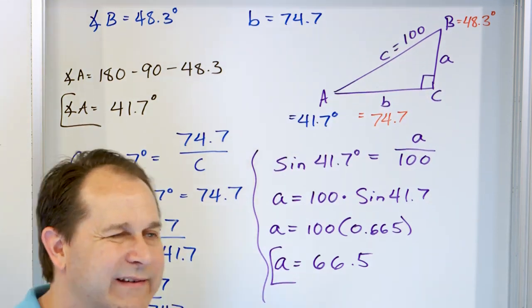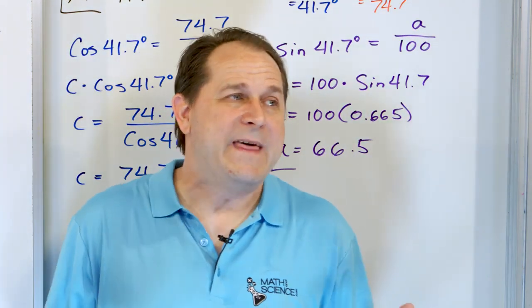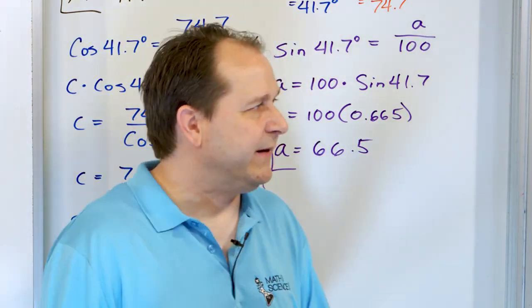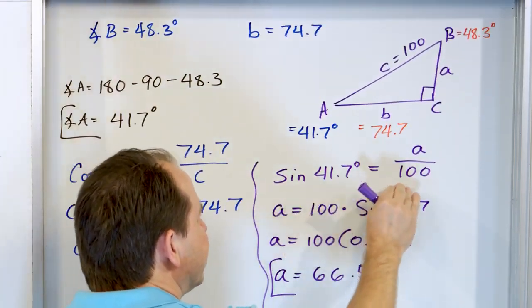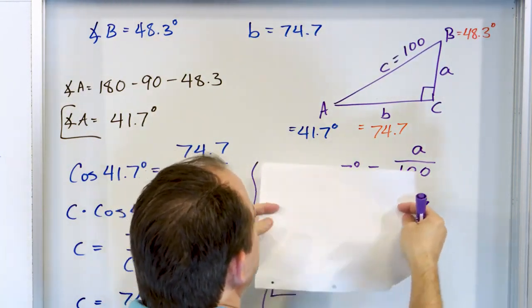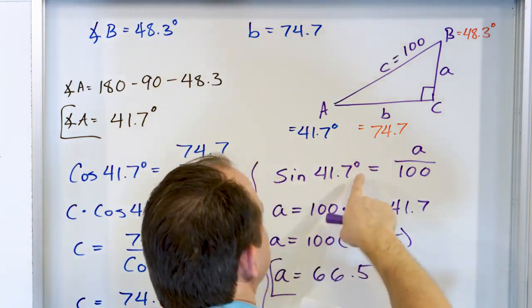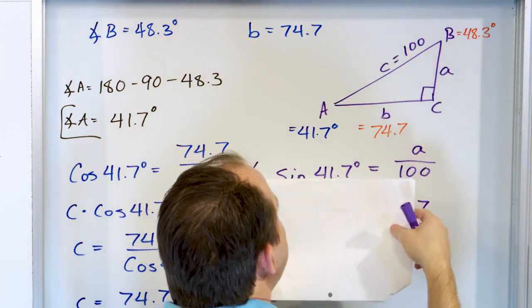Now I want to tell you, as I've been saying many times, that you can solve these multiple ways. You don't have to use the sine to solve this. So if you just cover this up and say, let's not do this, how do we figure out, we're trying to find this side right here. How do we do that?